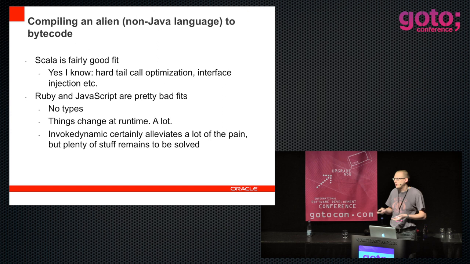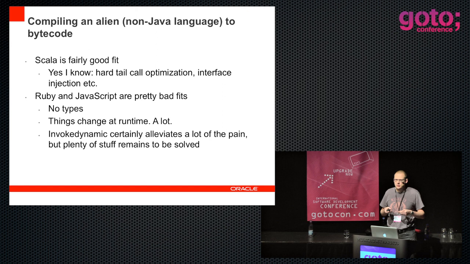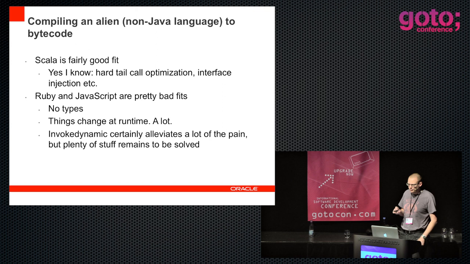It behaves like a function pointer. Boom, new target, problem solved. So that kind of thing, it alleviates a lot. And it also helps you with the combinators, not having to generate explicit bytecode. We're going to look at that a little bit. But plenty of stuff remains to be solved.